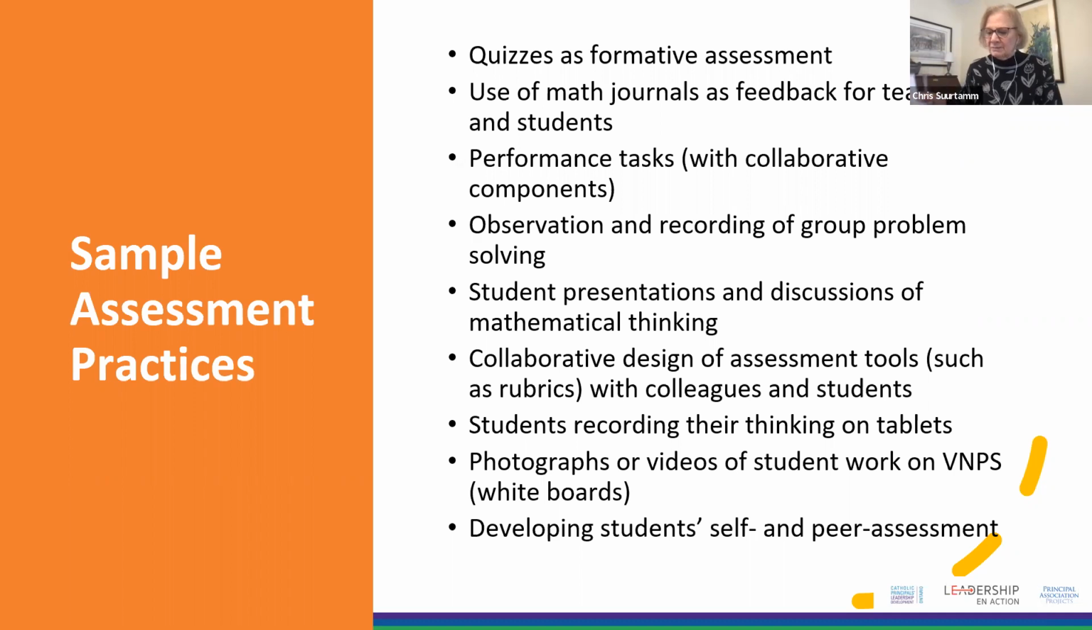So there are a variety of different ways, and I'm sure that you'll be sharing some of those as well, things you've seen and ways that you've helped teachers start to incorporate different types of assessment practices.